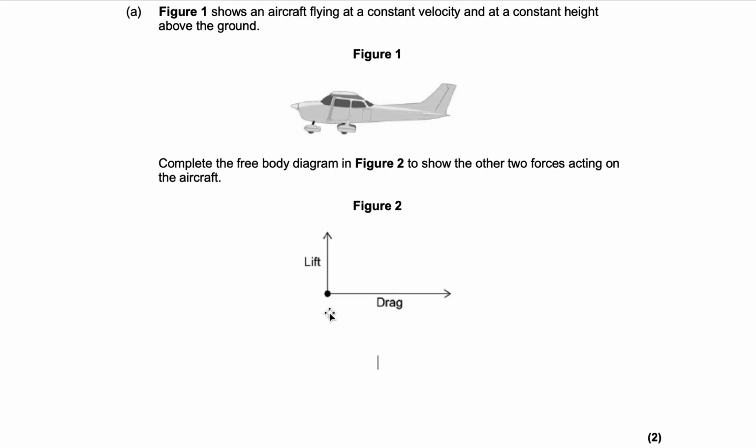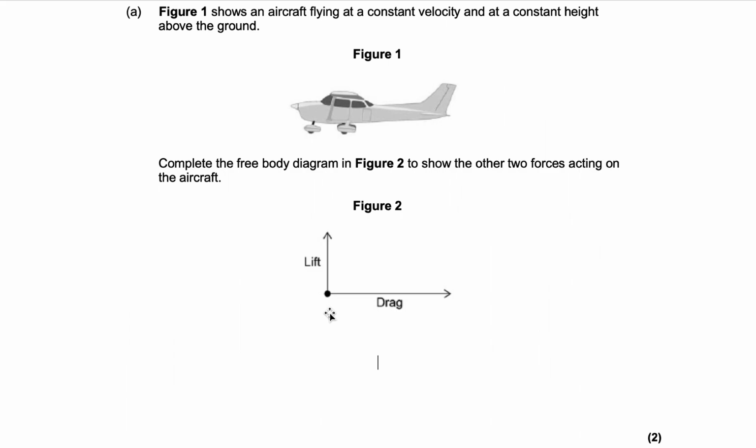So we can see from this diagram that the drag force acting backwards on the aircraft, so that will be due to air resistance, is bigger in magnitude or size than lift. And they're not acting in opposite directions. One's acting up and one's acting to the right, so they can't balance each other.